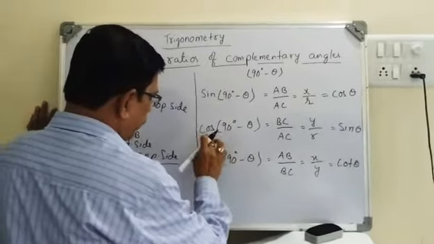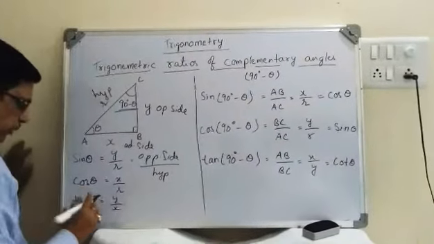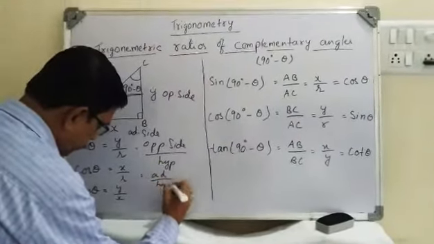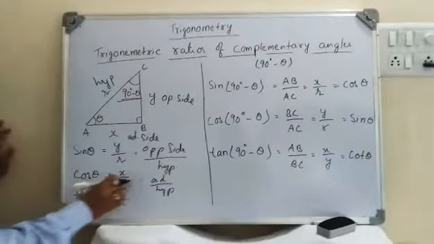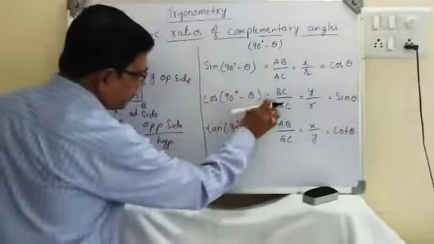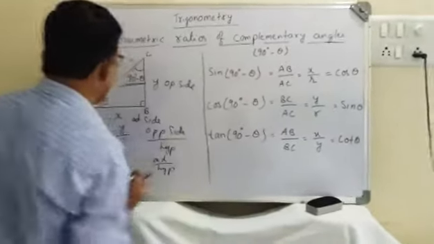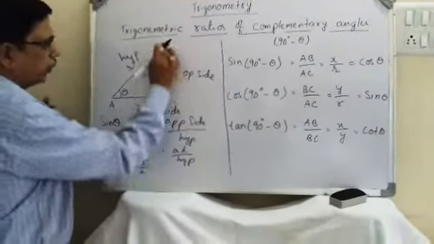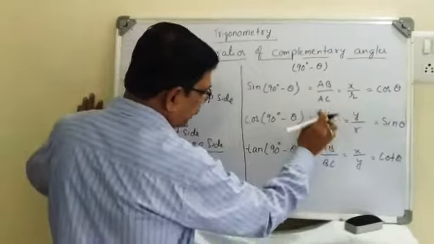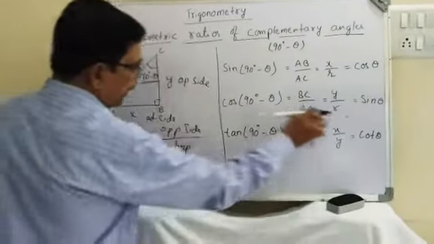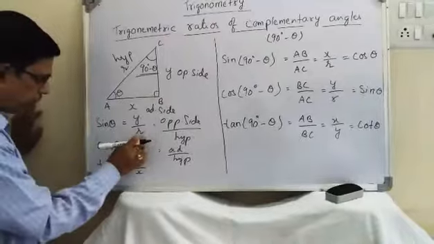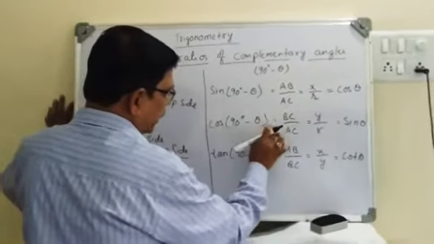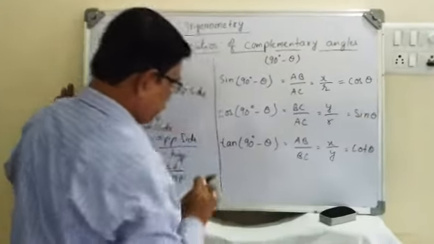Similarly, if we find cos 90 minus theta, what is the ratio of cos? The ratio of cos is adjacent side by hypotenuse. The adjacent side of 90 minus theta is BC and the hypotenuse is AC. So I wrote BC by AC, that is y by r. If you see this table, y by r is nothing but sin theta. Therefore, cos 90 minus theta is equal to sin theta.